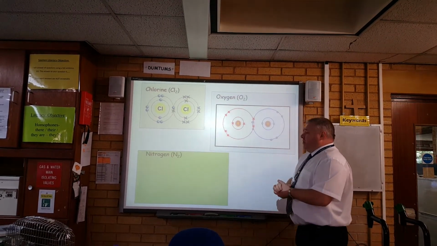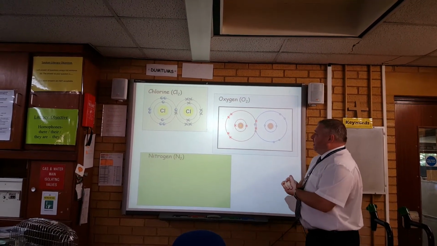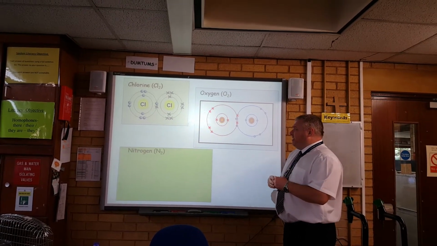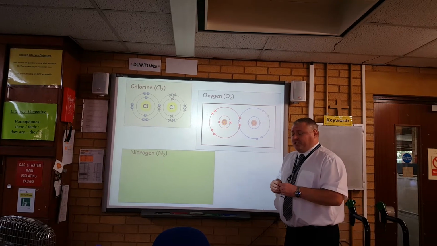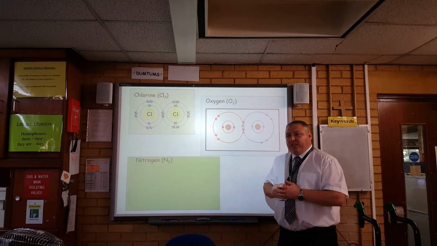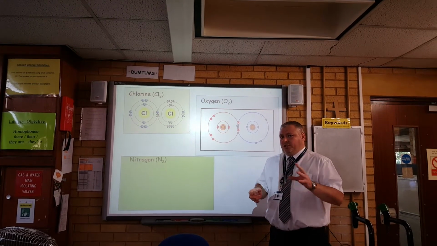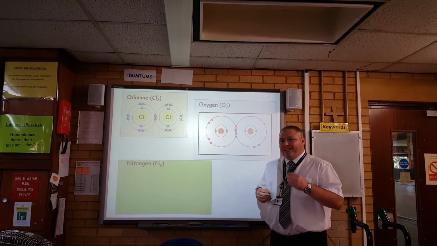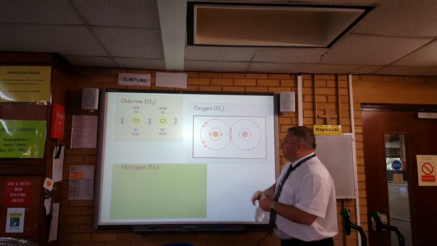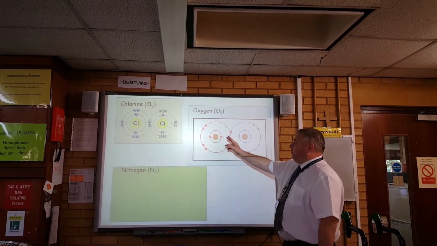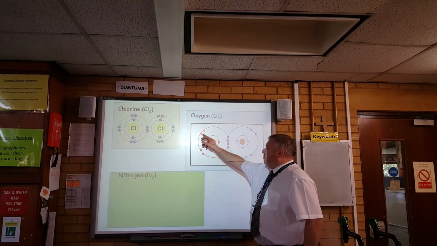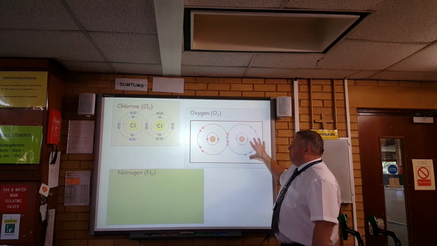If we look at oxygen, it's slightly different. Oxygen's in group 6, so its electronic configuration is 2,6. So it's got 6 electrons in its outer shell. Now when you're drawing dot and cross diagrams, if an atom is 2 electrons short of a full outer shell, that means it's going to want to form 2 covalent bonds. So if we look at the oxygen molecule, one here has 6 electrons in its outer shell, 1, 2, 3, 4, 5, 6, and the same on the other one.